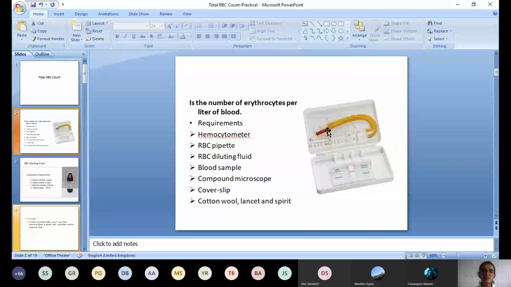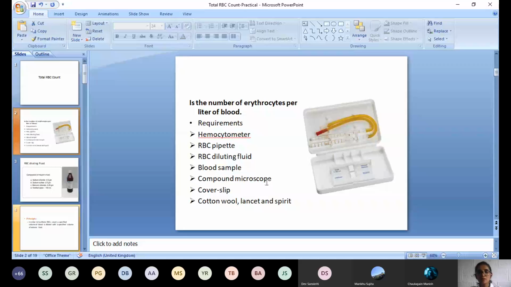All right. Another important apparatus that we require for this procedure is the RBC diluting fluid. Since the blood sample for this procedure is obtained by pricking the finger, we require a complete set of instruments for the pricking itself, that is the lancet, the cotton wool, as well as the spirit.